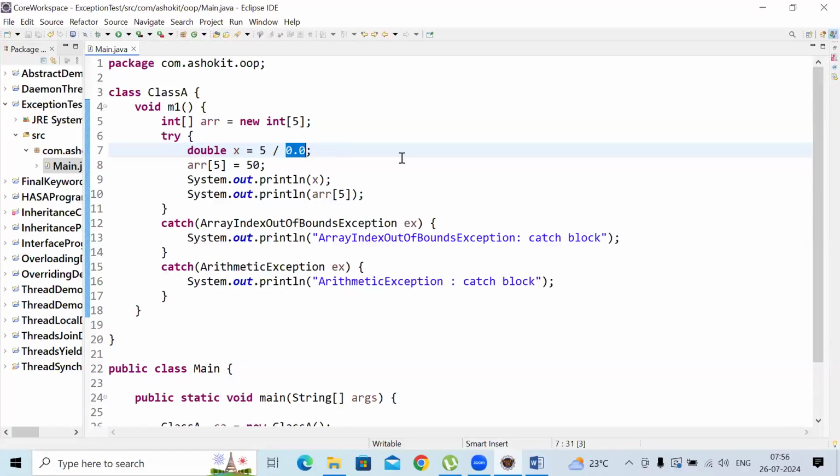If the numerator or denominator is a double, then there is no arithmetic exception in Java. This will give the result as infinity. What's the result here? Infinity.